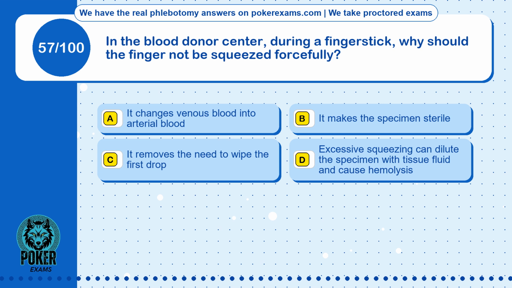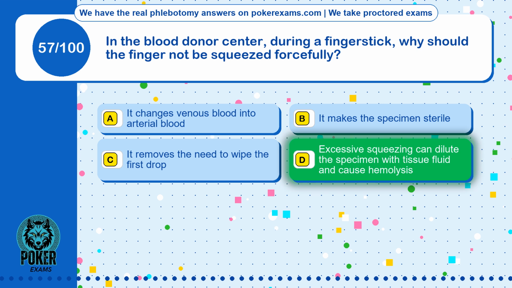Question 57. In the blood donor center, during a finger stick, why should the finger not be squeezed forcefully? Option A. It changes venous blood into arterial blood. Option B. It makes the specimen sterile. Option C. It removes the need to wipe the first drop. Option D. Excessive squeezing can dilute the specimen with tissue fluid and cause hemolysis.